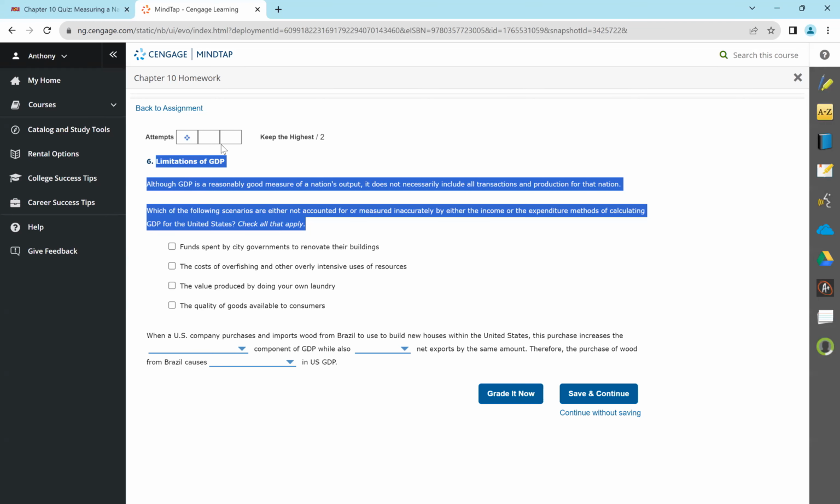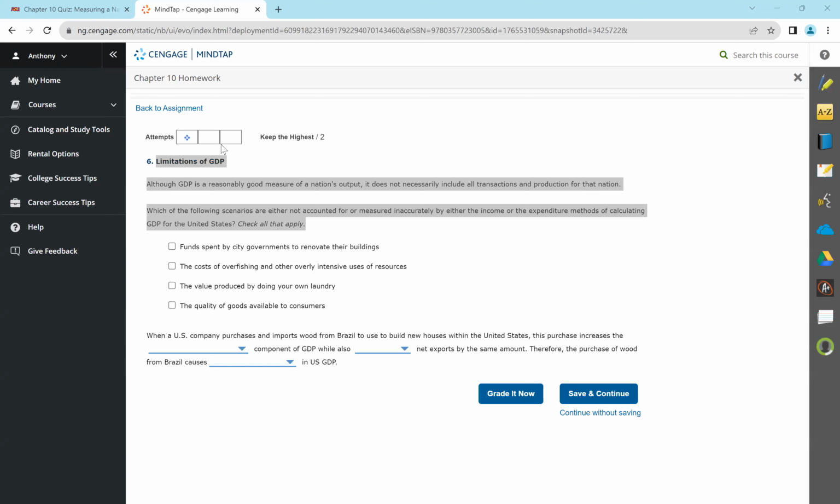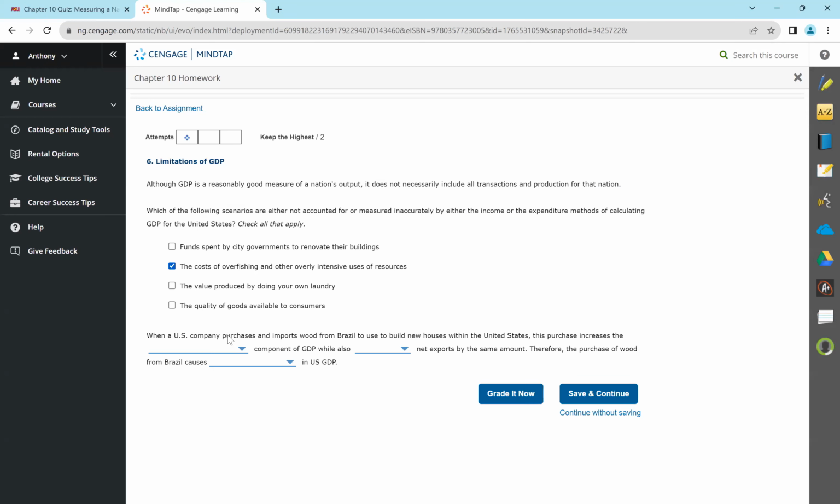I mean, I don't think everyone at Etsy is going out and saying, here's my contribution to GDP. So, they suggest here that the correct answer is the cost of overfishing. Is there anything in cash here? No. I'm guessing there's another one here. The quality of goods available. I don't know. This doesn't look right.